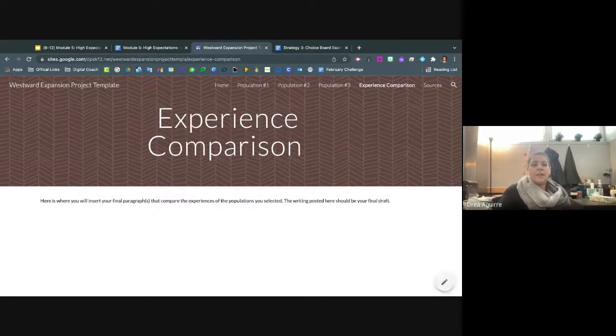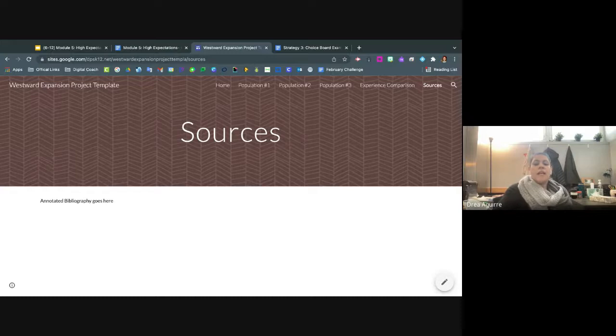Their experience comparison goes here. And then I also want to make sure that they're writing their sources. For middle school, we really focus on doing that annotated bibliography so that they think through what are credible sources and why they use those sources. But all of that went into a Google site.